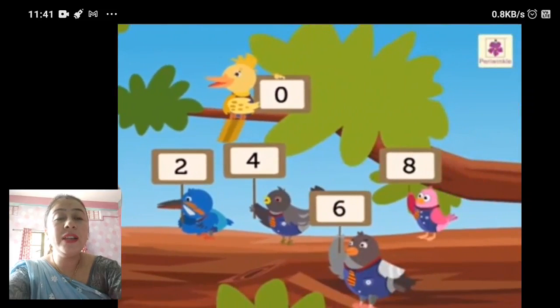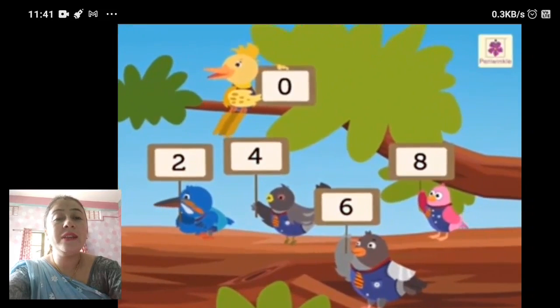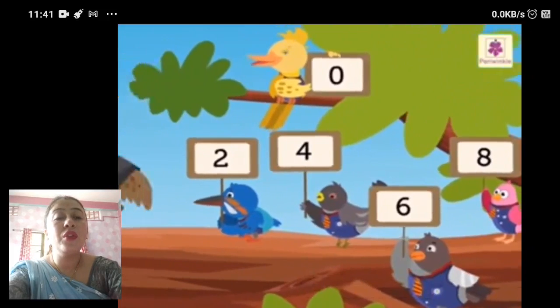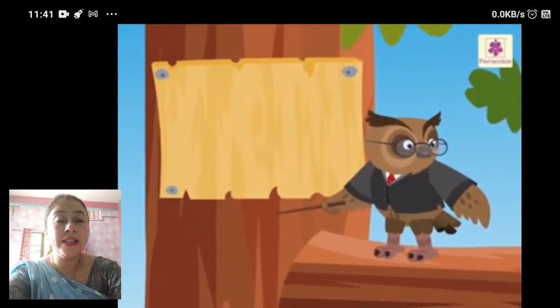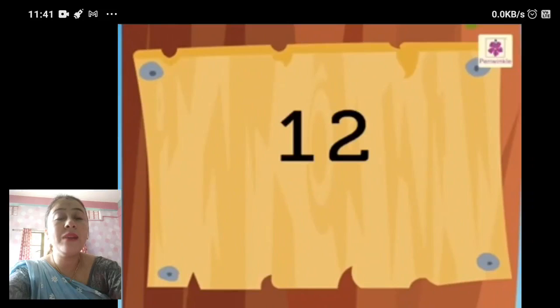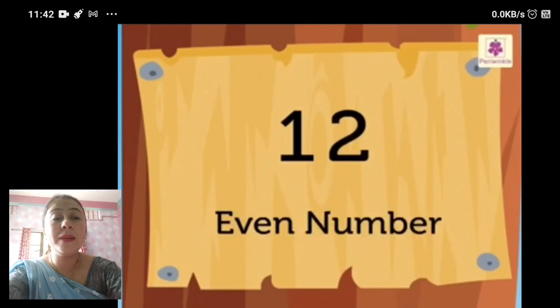The even number ends with 0, 2, 4, 6 and 8. So the even number ends with, children, 0, 2, 4, 6, 8. Now Mr. All is giving you an example of 12. So can you guess what is 12? So there is 2 in the ones position. Yes, so 12 is an even number.